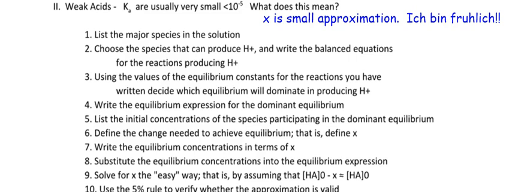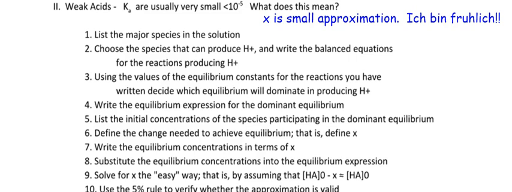So how do I do this? Well, we have to list the major species in the solution. Keep in mind, will water take part in this? Does the self-ionization of water determine the pH? We need to keep that in mind. Choose a species that can produce the H+, and write out the balanced equations for the reaction that produces the H+. I think you can do that. You can show the ionization.